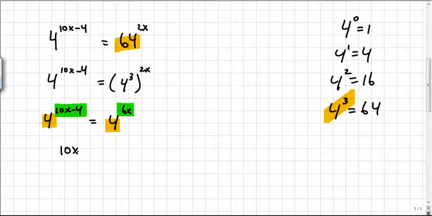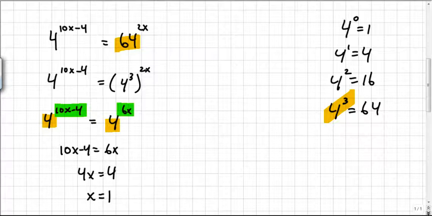So 10x minus 4 is equal to 6x. Moving the 6x to the left-hand side of the equation and the negative 4 to the other side, I end up with 4x equals 4. And solving for x, I get x equals 1.